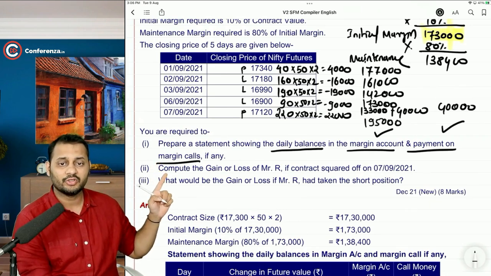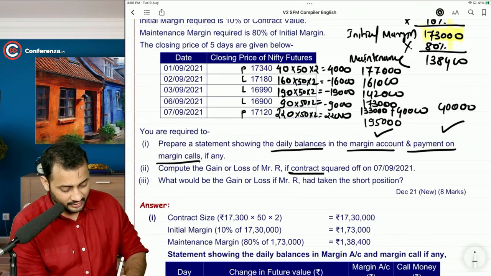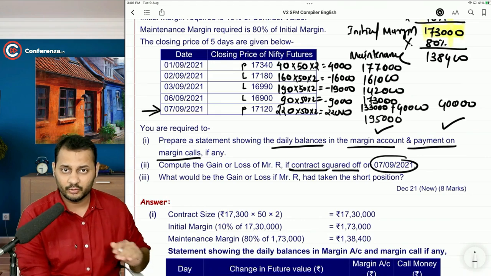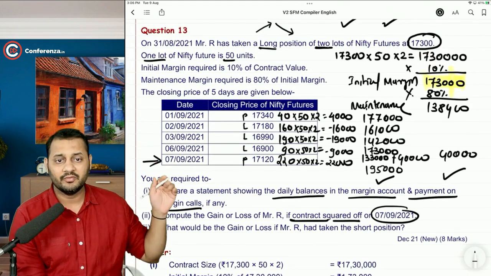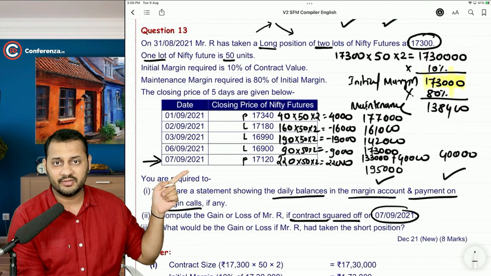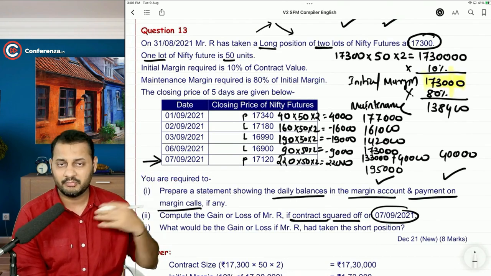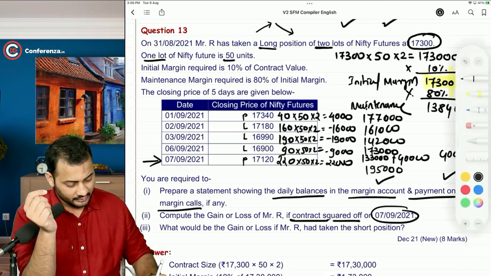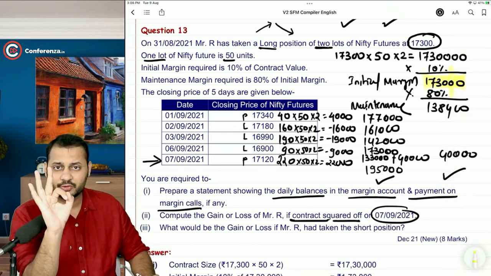Compute the gain or loss of Mr. R if the contract is squared on the 7th of September, means on this date. If we close the position, we are going to sell, and we will get the balance of 1,95,000 in our bank account. So what is going to happen? See, very clear. There are only 3 cash flows to you.